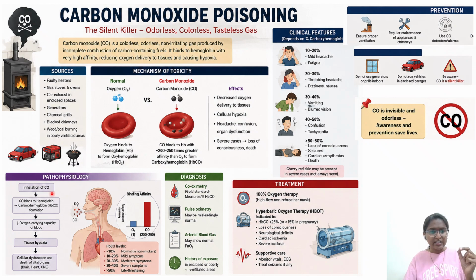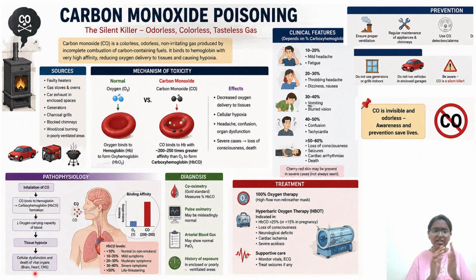So here, inhalation of this carbon monoxide. Whenever improper combustion of generators or carbon-containing fuels takes place, carbon monoxide is formed in that particular atmosphere. You inhale that carbon monoxide, and it binds to hemoglobin, forming carboxyhemoglobin. Then there is decreased oxygen-carrying capacity of the blood. Now, tissue hypoxia, cellular dysfunction, and death of vital organs like the brain, heart, and central nervous system.